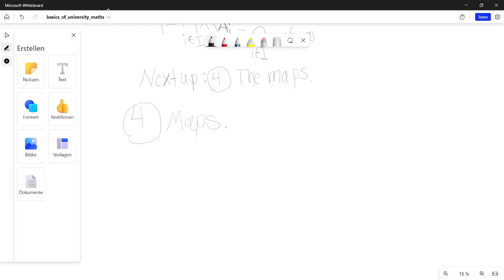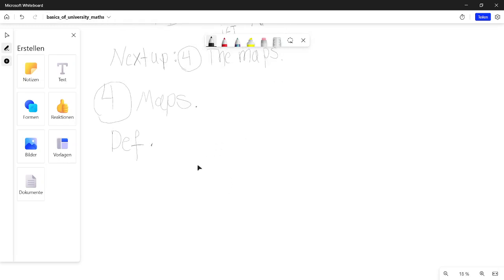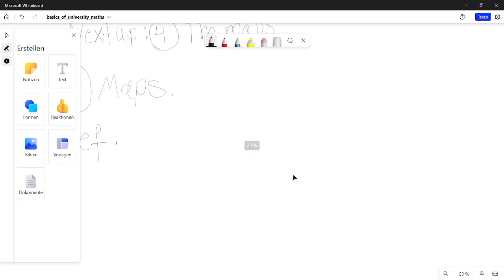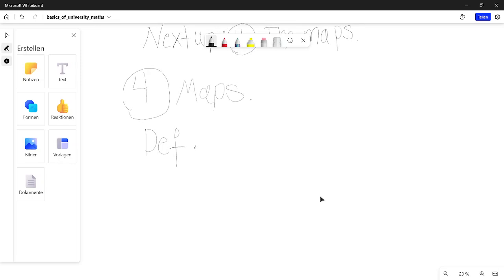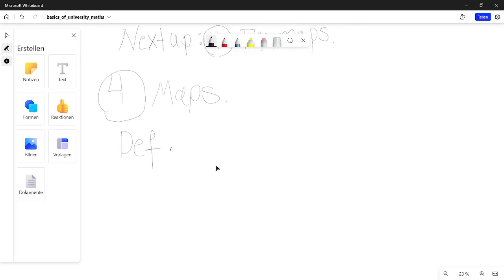Maps. And first comes, of course, the definition of a map. Now, you might be a little bit surprised if you already heard of maps and if you know that a map is kind of a generalization of a function that assigned real numbers to real numbers, what you know, right?